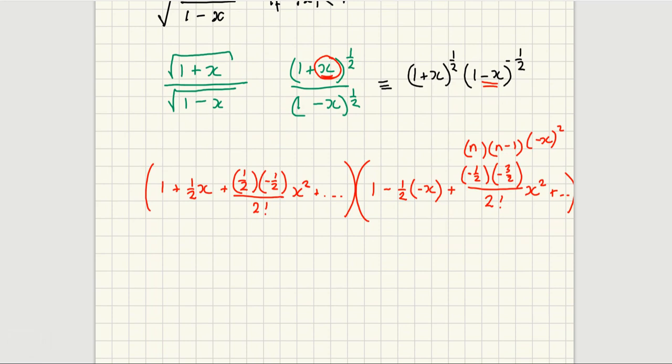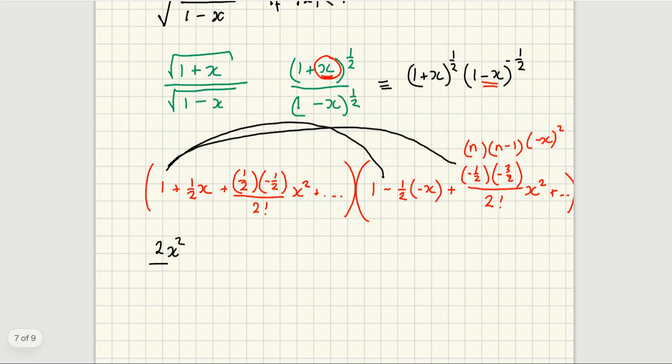So we're going to have to multiply these together. Obviously 1 times 1 is just 1, we don't need to worry about that. But 1 times this one would give me, let's see, this is a half minus 3 over 2, so that's going to be minus 4 over 2? It's 4 over just 2. 2x squared over 2 is just x squared. So there's 1 x squared.